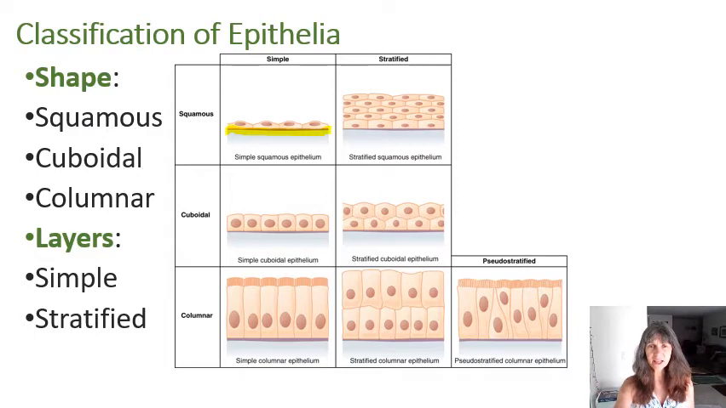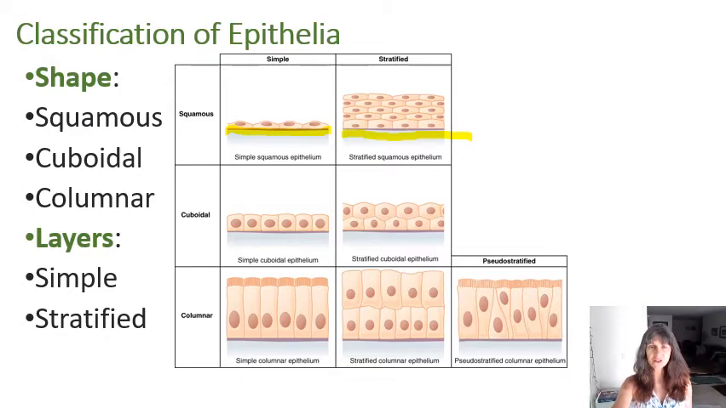If there is one layer of cells above the basement membrane, we simply refer to that as simple. If there is more than one layer of cells above the basement membrane, we say that is stratified epithelium. As I mentioned previously, we're going to use two words to describe the epithelium. The second word is based on the shape of the cells.